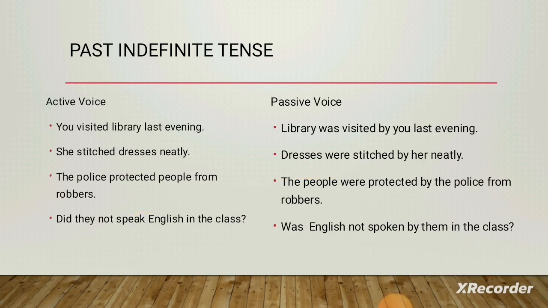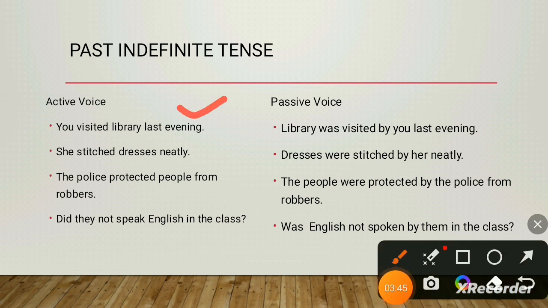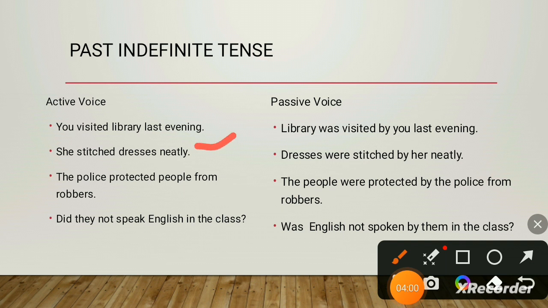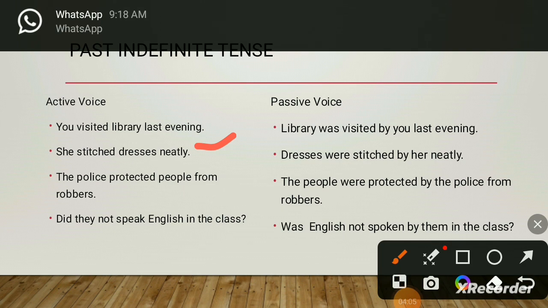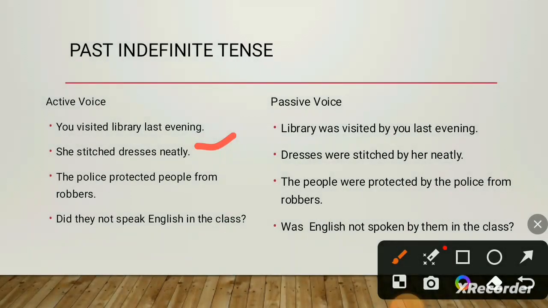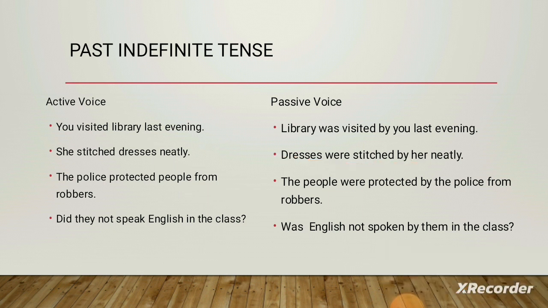We go through some more examples of the past indefinite tense or simple past tense. You visited library last evening. Library was visited by you last evening. Next sentence is: She stitched dresses neatly. Dresses were stitched by her neatly.